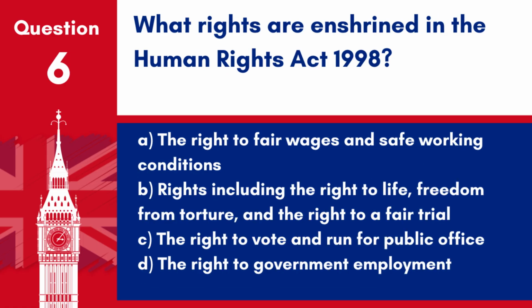Question 6. What rights are enshrined in the Human Rights Act 1998? A. The right to fair wages and safe working conditions. B. Rights including the right to life, freedom from torture, and the right to a fair trial. C. The right to vote and run for public office. D. The right to government employment.